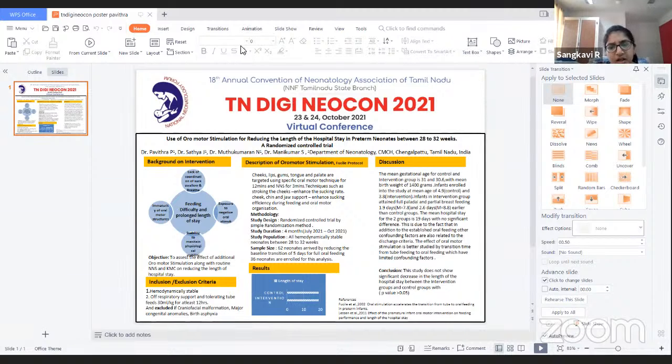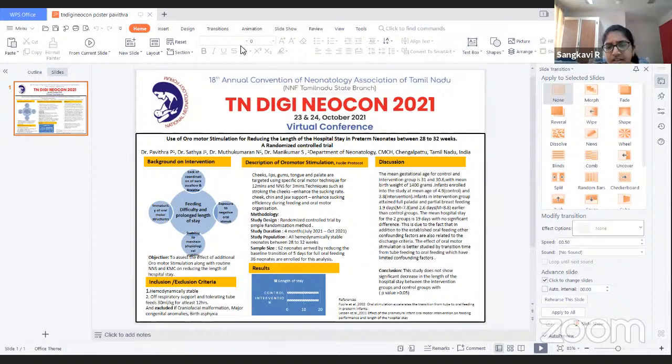The results of the study: in both the control and the intervention groups, the hospital stay is 19 days. Discussion: the mean gestational age for the control and the intervention group is 31 and 30.6 weeks, with no significant change in the baseline characteristics. The birth weight of both groups comes to around 1,400 grams.